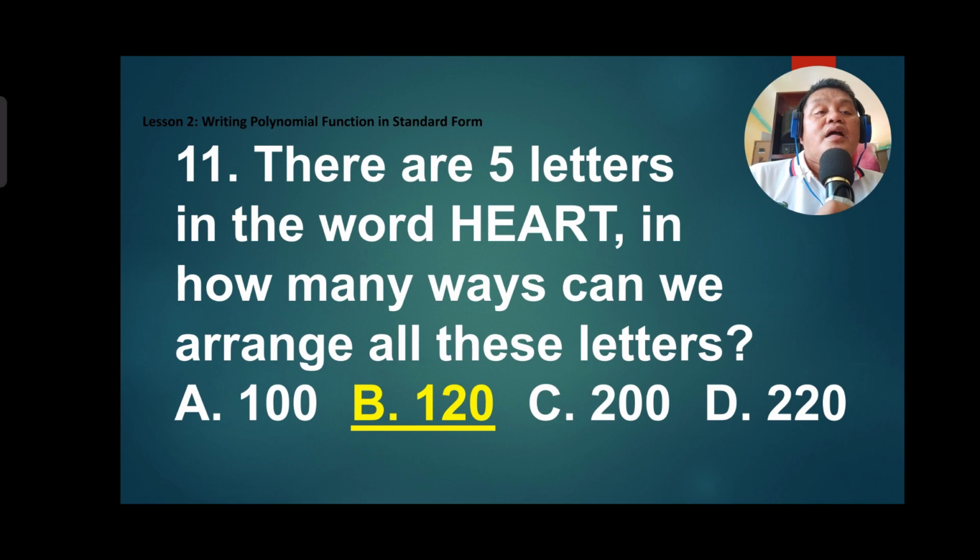Number 11. There are 5 letters in the word heart. In how many ways can we arrange all these letters? So the word heart has 5 letters and there is no identical letter. So this will be 5 factorial and the possible answer here is 120. Again, check this with your calculator.